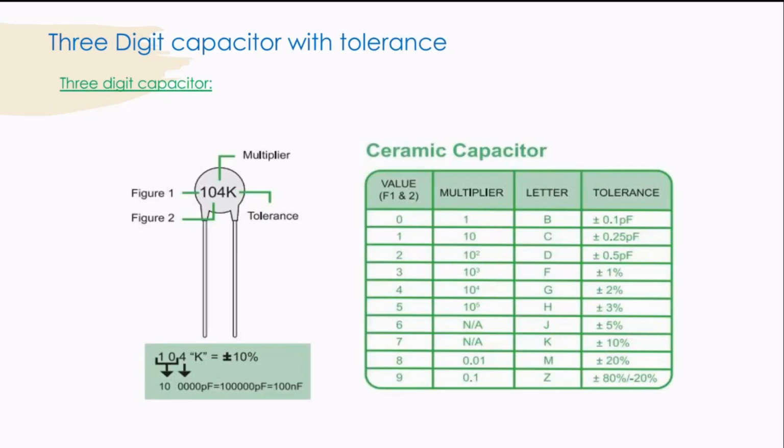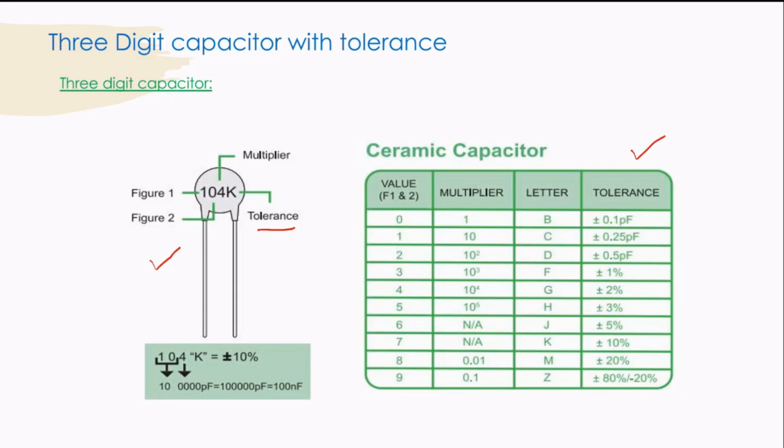Next is a 3-digit capacitor with a tolerance. Now if you see here, this is a 3-digit capacitor in which the first 2 digits represent the value, the third one represents the multiplier, and the fourth one represents the tolerance of the capacitor. And this is the table for representing the value, multiplier, letter and the tolerance.